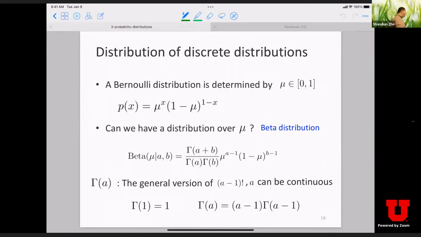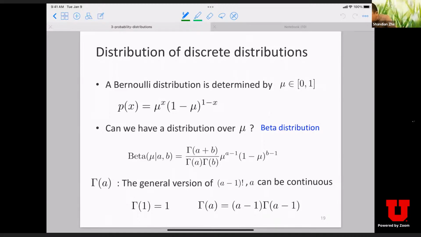So now we have tools to model discrete observations, either binary observations or multi-class observations, right? Now let us consider what if I want to assign some distribution over the parameters of those discrete distributions.